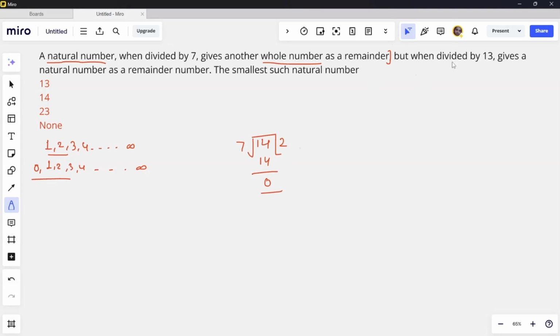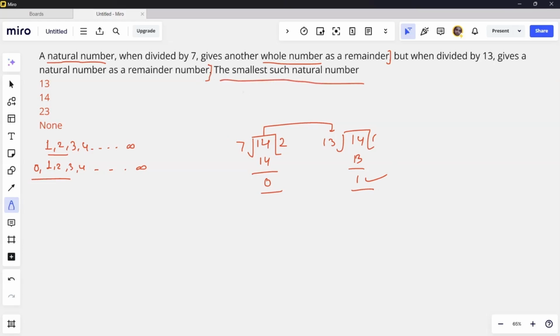But when divided by 13, it gives a natural number as a remainder. This is our natural number, 14. If it is divided by 13, the remainder is 1, and 1 is a natural number. So the question is correct until here.